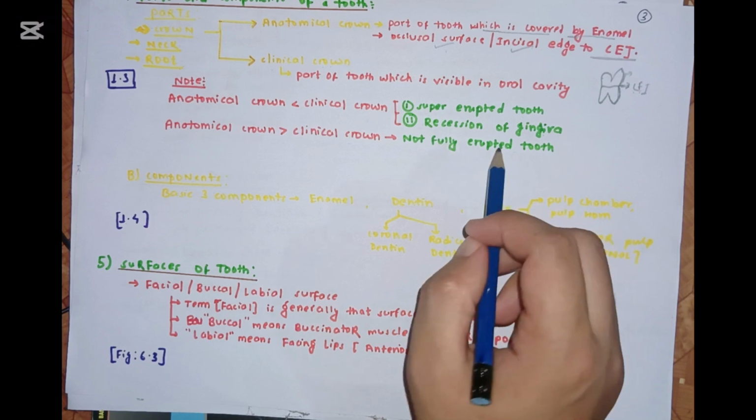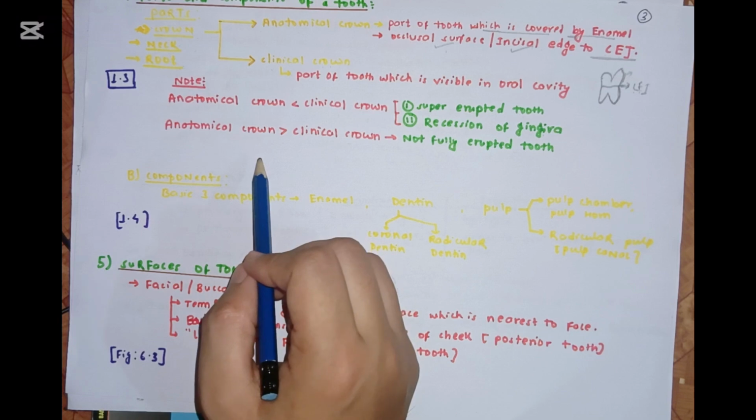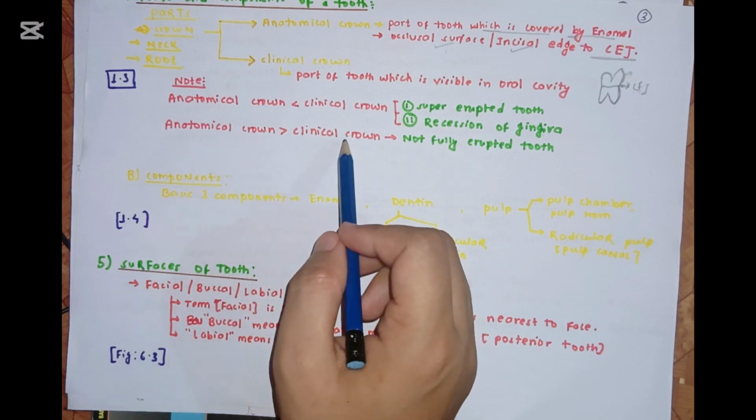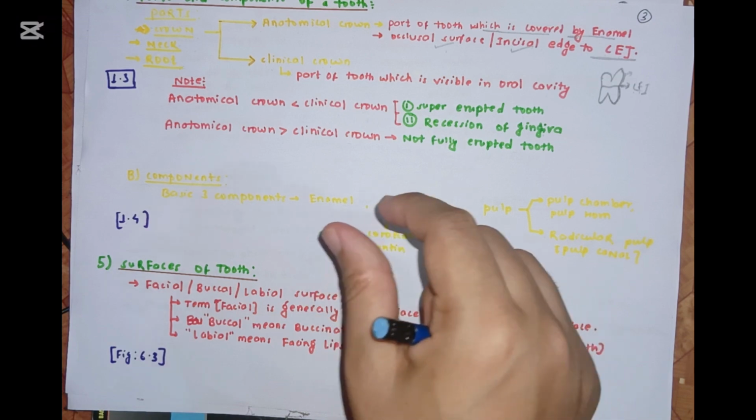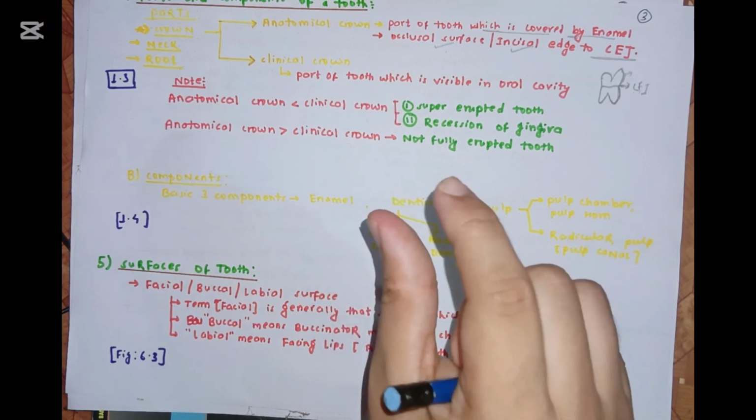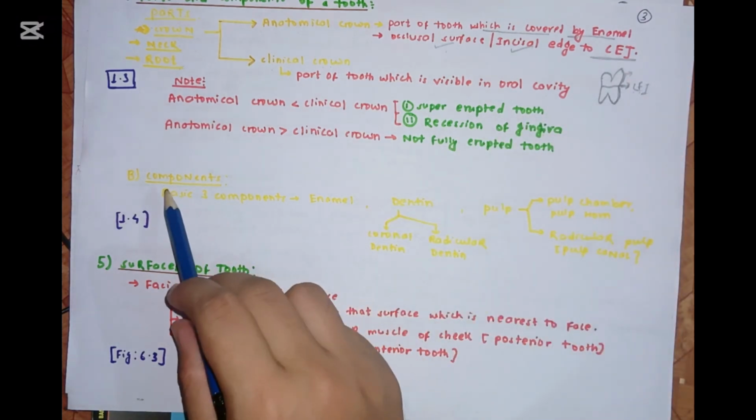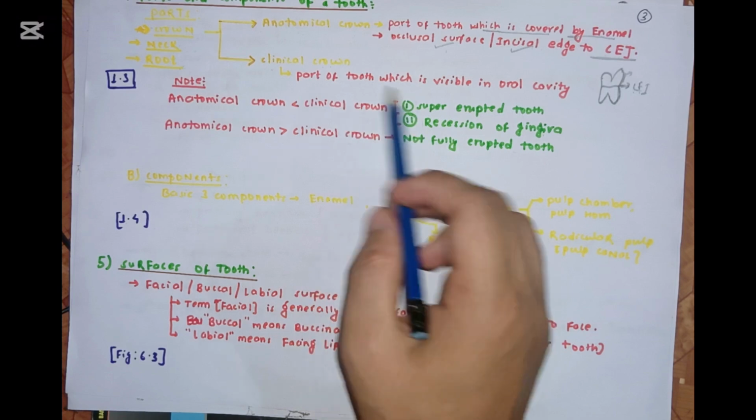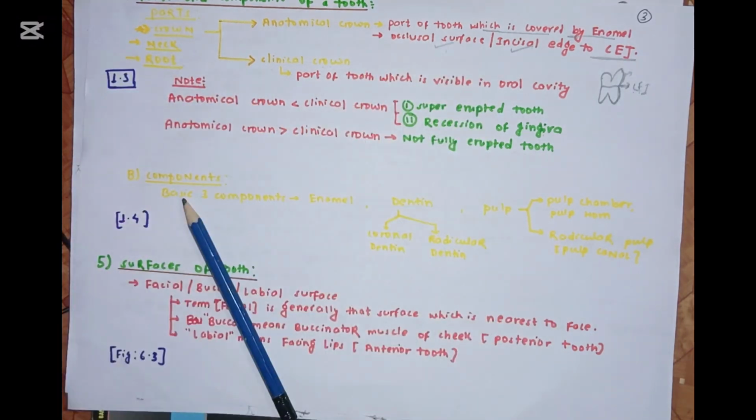tooth, that means tooth is not fully erupted, in those teeth there is a much larger anatomical crown than the clinical crown, as the tooth is almost in the gums, only some portion of the tooth is erupted. So now, after the completion of this, I want to show you one picture discussing this part and this part. So the picture is, I will take a few minutes.